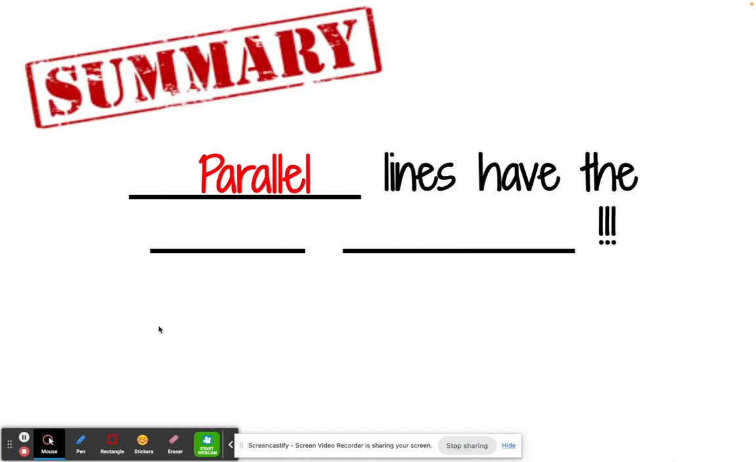So remember, parallel lines have the same slope. That's the most important thing you have to know.